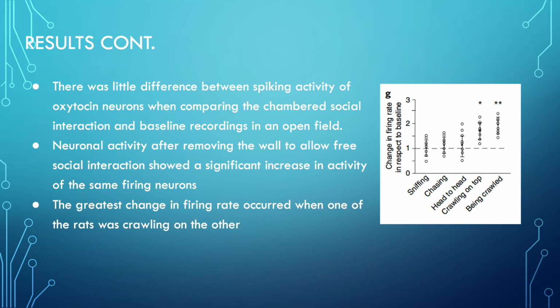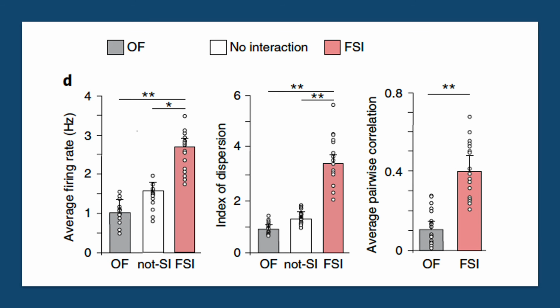The graph to the right shows the change in firing rate of 5 different social behaviors in respect to the baseline rate. These behaviors are sniffing, chasing, head-to-head, crawling on top, and being crawled on top of. Statistical significance is represented by a star. This graph shows the average firing rate of the 15 oxytocin neurons in the 5 virgin female rats. The index of dispersion and the average pairwise Pearson's correlation of spiking activity are also included.